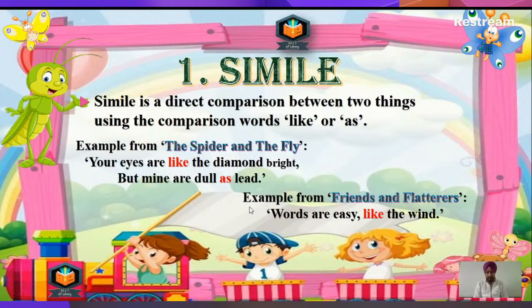Next example we have, as you are seeing on the screen, from the poem Friends and Flatterers. Words are easy like the wind. Here we have a comparison between words and wind using the word like. From these examples, it is clear that we use like or as, these comparison words, in simile to show the comparison between two things.